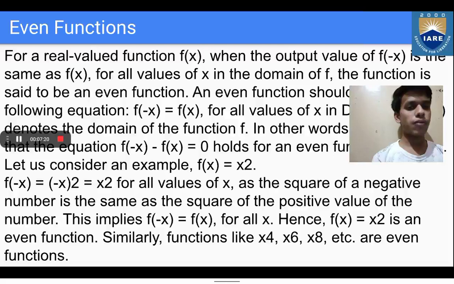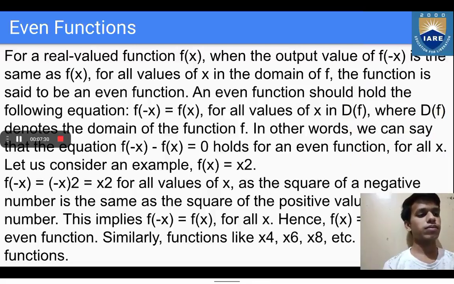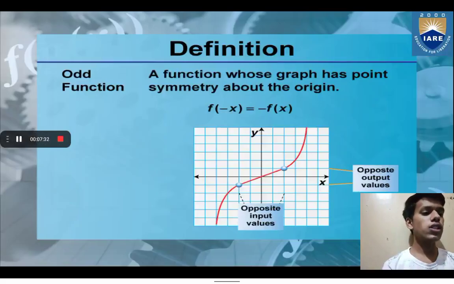And if we want to check it graphically, we can draw its graph, and if the graph is symmetric along the y-axis, we can say it is an even function. Now let us see what an odd function is. A function whose graph has point symmetry about the origin, that is, from the origin there is a symmetry, and f of minus x equal to minus f of x. So that means we can say opposite output value for opposite input values.